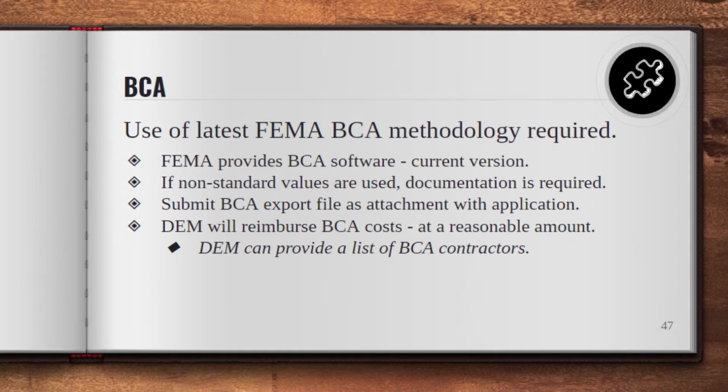And then FEMA comes after you later to get that. So they go through how you did it, because they'll say, oh wow, this is a really high BCA. They'll want to look at the details of how you got to that number, make sure you didn't make a mistake or put the wrong calculation in or over justify something or miscount something. And then DEM, we will reimburse you the cost of the BCA.